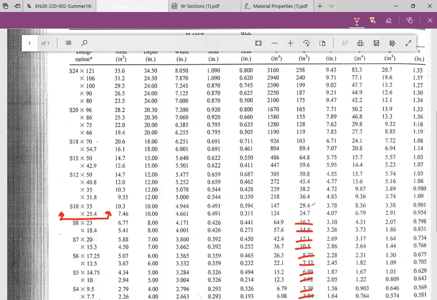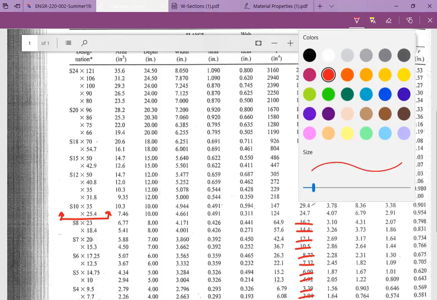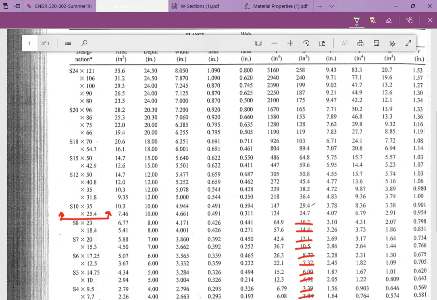And at this point, we want to find the lightest weight beam in this list. You have 121, 106, 70, 54, 50, 42, 35, 31.8, 25.4. That's the lightest beam. So S10 by 25.4 has a section modulus of 24.7. We only needed 22. So this one works, and it's the lightest of the available beams.